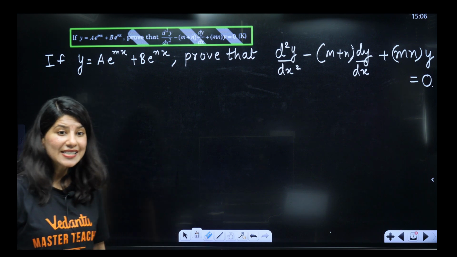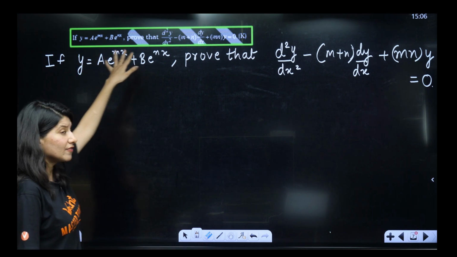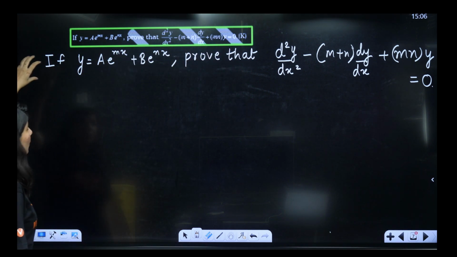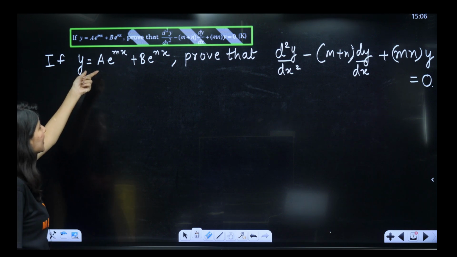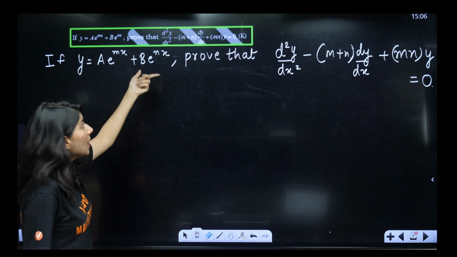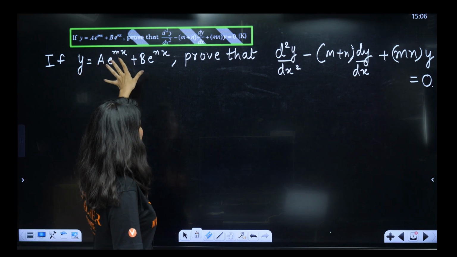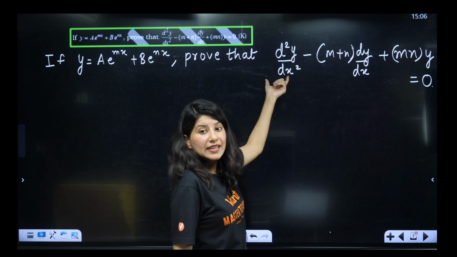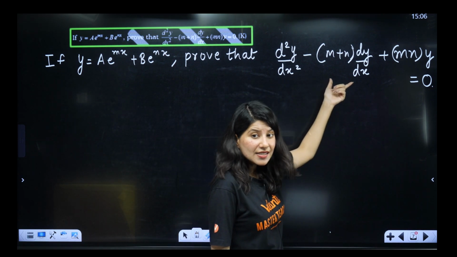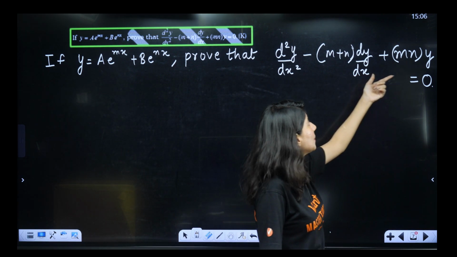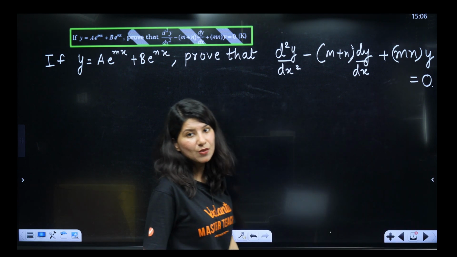Now, another similar type of question, again, there is a visibility issue. So, I have written the question for you: y is a e raised to power mx plus b e raised to power nx. This is your y and we have to prove d2y by dx square minus (m plus n) dy by dx plus mn y is equal to 0.